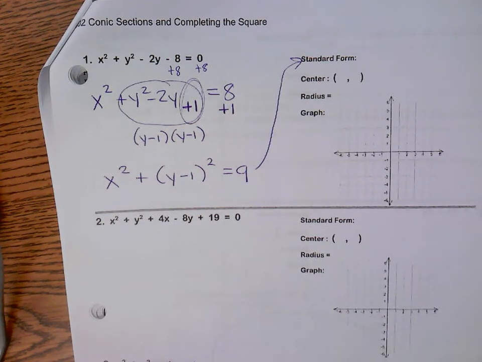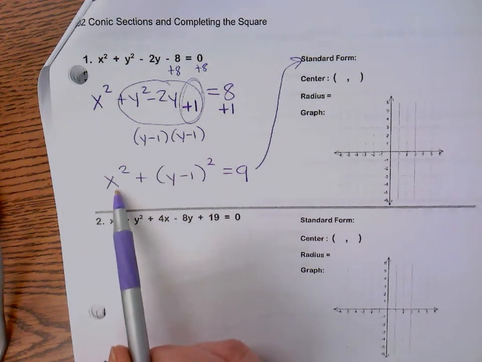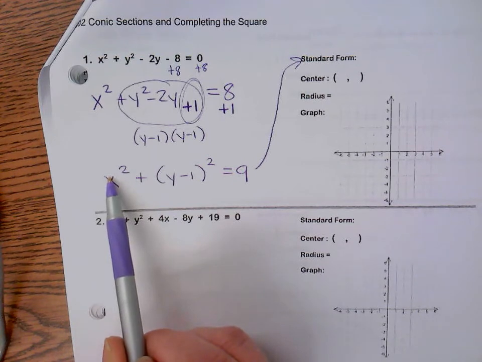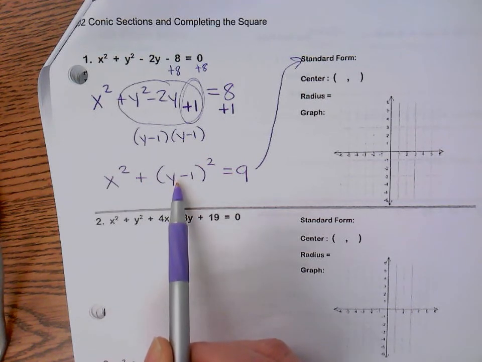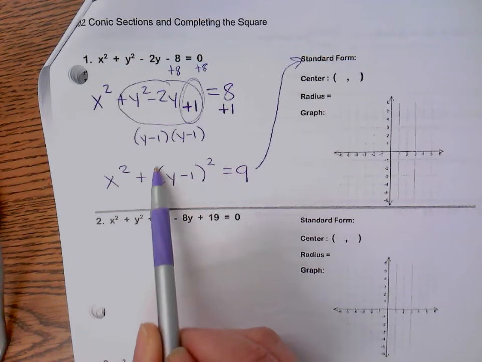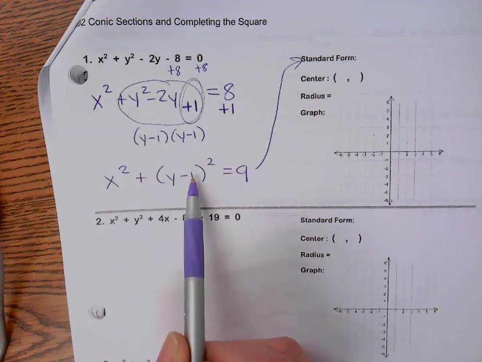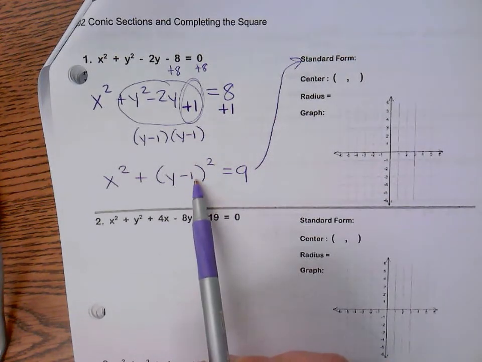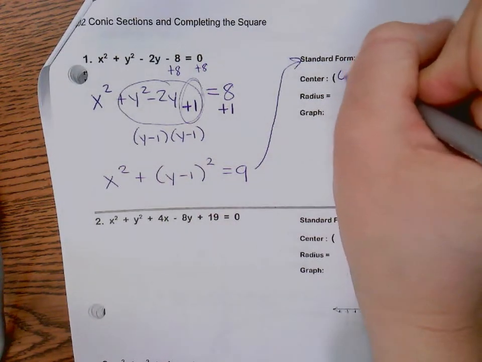So my center, my x value, has not gone left or right. So my center is still at 0, but my y value has been shifted up 1. So we learned yesterday that when things are in parentheses, the transformation rule is the opposite. So y is going to go up 1. So my center is at 0, 1.